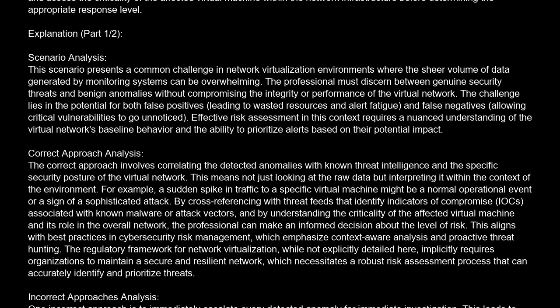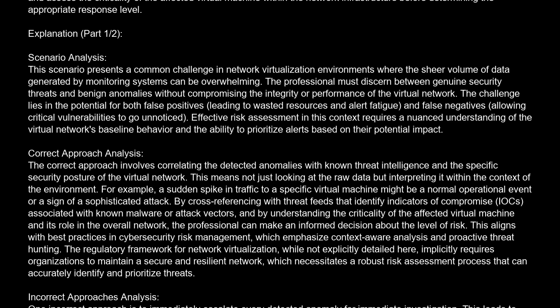Explanation. Scenario analysis. This scenario presents a common challenge in network virtualization environments where the sheer volume of data generated by monitoring systems can be overwhelming. The professional must discern between genuine security threats and benign anomalies without compromising the integrity or performance of the virtual network. The challenge lies in the potential for both false positives, leading to wasted resources and alert fatigue, and false negatives, allowing critical vulnerabilities to go unnoticed.